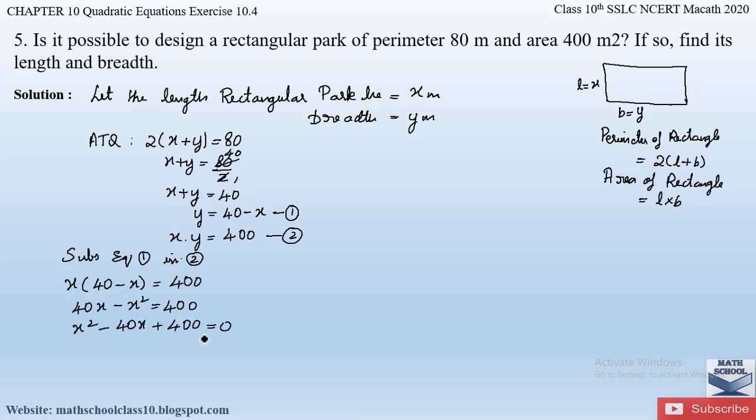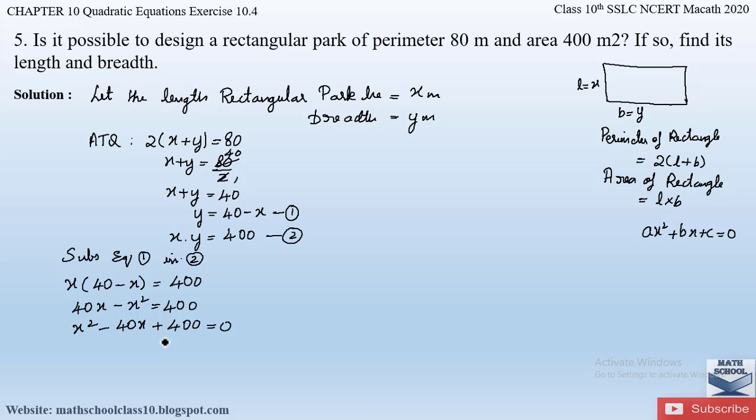Here you can observe that we have obtained a quadratic equation which is of the form ax square plus bx plus c is equal to 0. Now we have to first of all find out the discriminant so that we can determine the nature of roots.